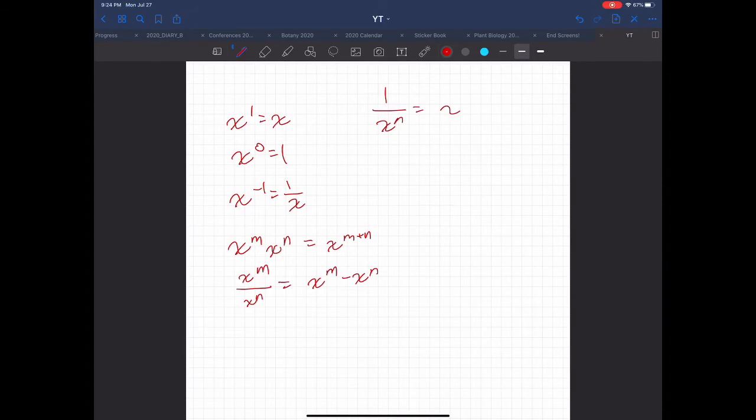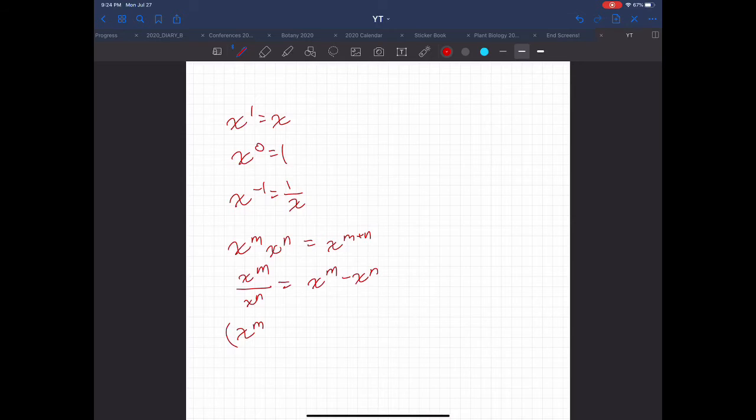But 1 over x to the n would be x to the negative n because of the third law. And so x to the m times x to the negative n would be x to the m minus n due to our fourth law. So that's sort of how to just derive the fifth, and yeah.